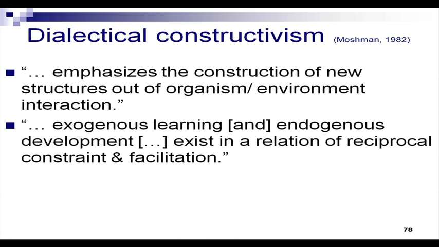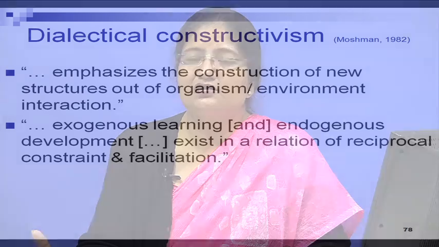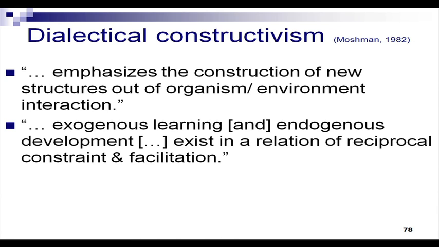Exogenous learning and endogenous development exist in a relation of reciprocal constraint and facilitation. So exogenous learning, what is out there and what we interpret need to match. That is exogenous learning. Whatever we are constructing should be an accurate representation of what we see, what others see. So that is how the construction acquires its meaning. Endogenous development, how we relate it to what we already know and how it is going to fit into the future.